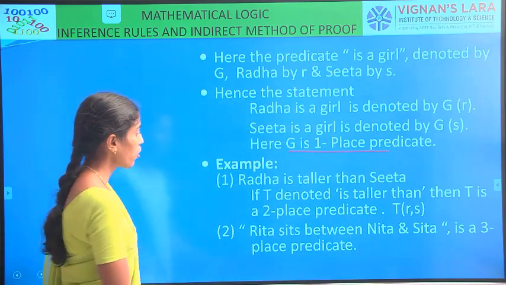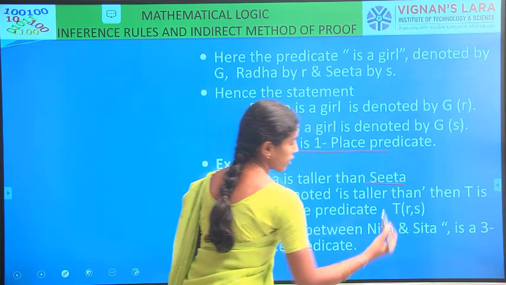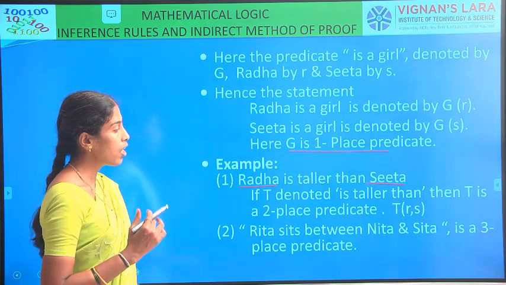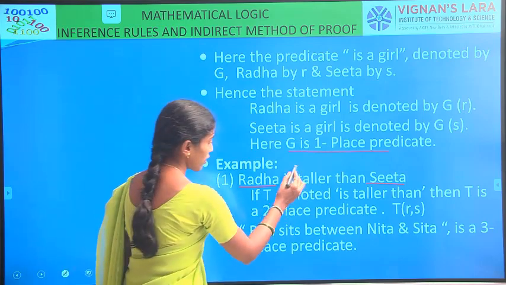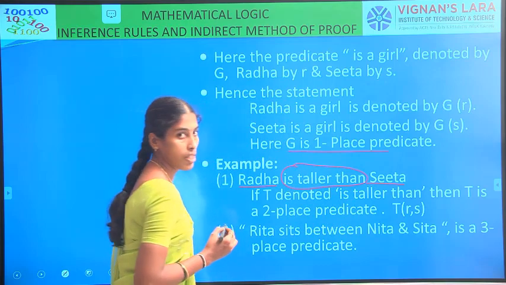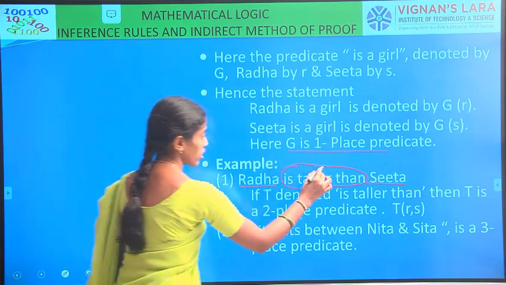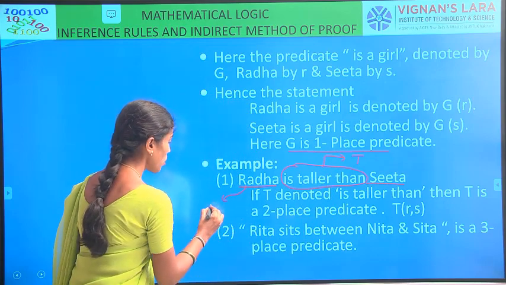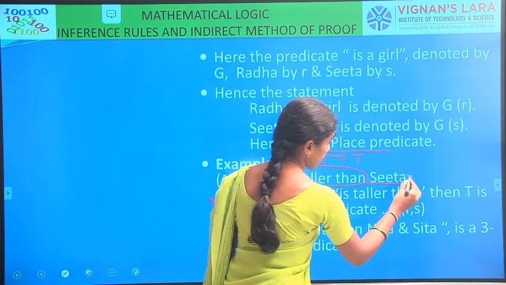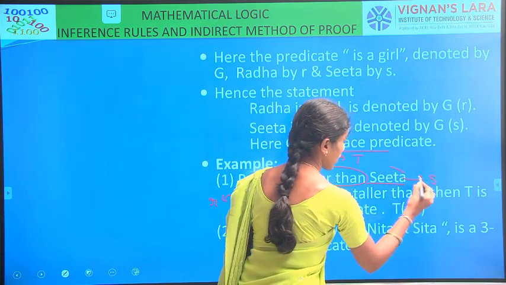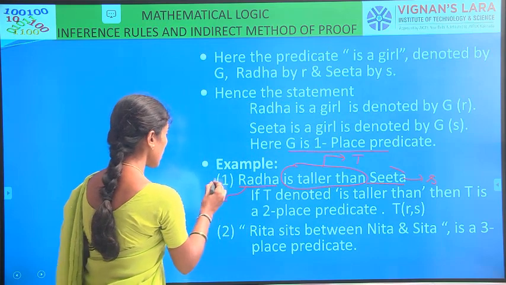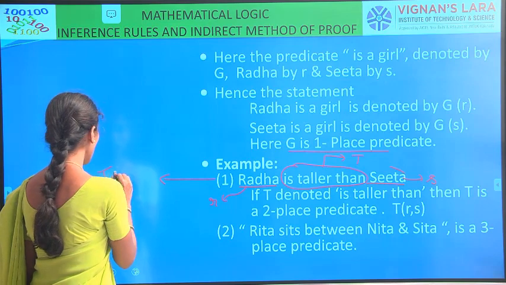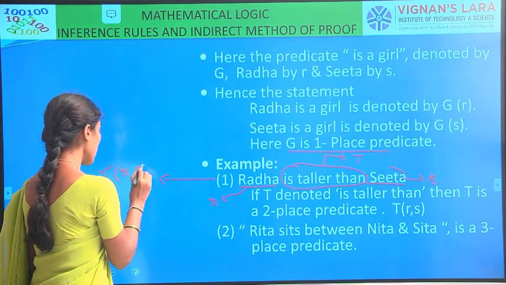Coming to the next example, Radha is taller than Sita. In this sentence we are discussing two different objects. One is Radha, the second one is Sita. "Is taller than" is the property we are using here. So "is taller than" is denoted by uppercase letter T. Radha is denoted by lowercase letter r. Sita is denoted by lowercase letter s. Now sentence 1, Radha is taller than Sita, is denoted by capital T of r comma s.